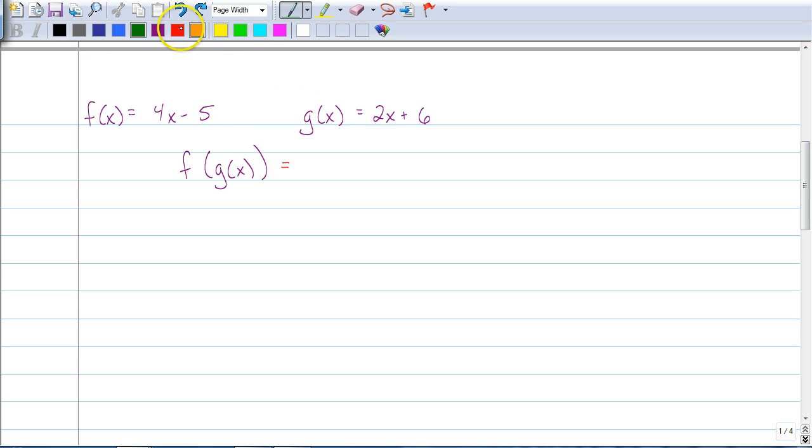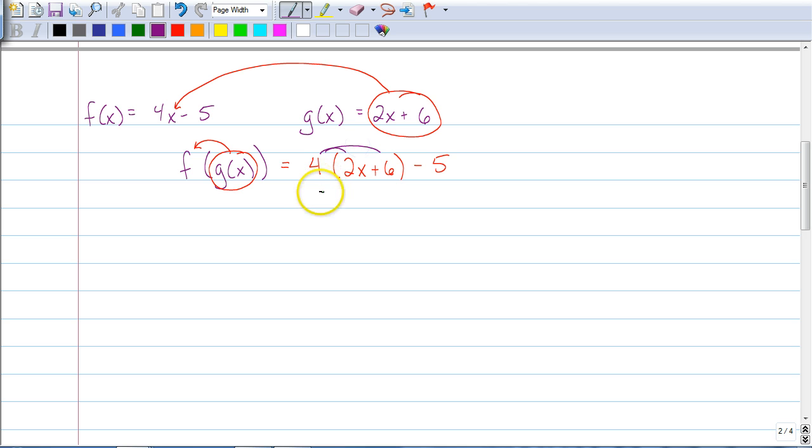We're going to merge, again, what this is telling us is I'm going to take function g and put it inside of function f. Function g is 2x plus 6. So I'm going to replace this x in function f with that other function, the 2x plus 6. So instead of 4 times x minus 5, it's going to be 4 times the other function, 2x plus 6, minus 5. And I would simplify this now. So to simplify this, I'm going to distribute the 4 through. I still have the minus 5.